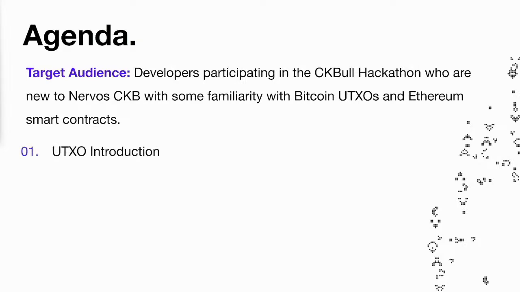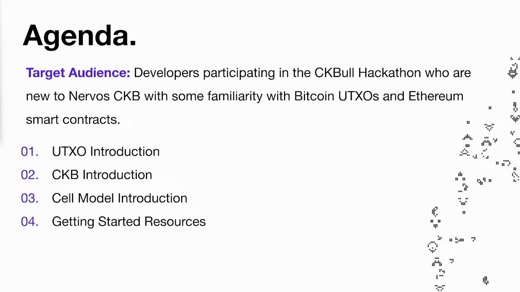So the first thing we're going to go through is a very small introduction to UTXOs from the standpoint of what it means to a developer. Then I'm going to give you an introduction to CKB, the main blockchain itself. Then I'm going to go through the cell model, which is the programming model used on CKB, and this is specific and unique to CKB. It doesn't exist anywhere else, and it's very different from Ethereum. And then lastly, I'm going to give you a couple of resources that you can use to get started. But I want to state this ahead of time, CKBull will be having their workshop after this one, and you absolutely need to see that one.